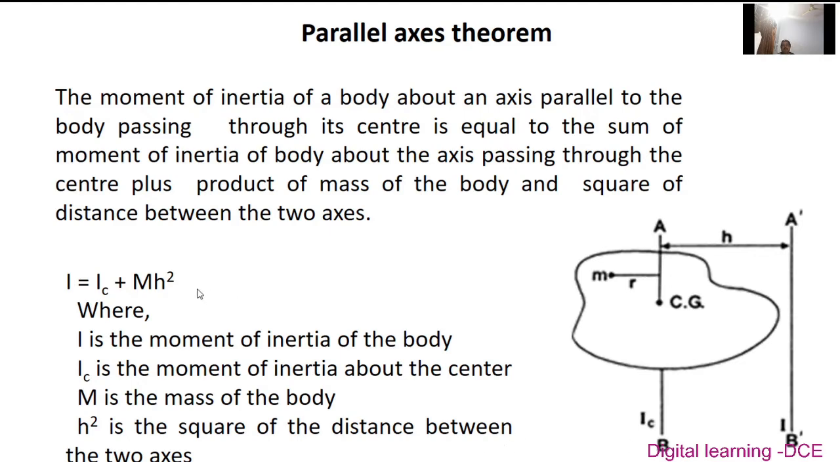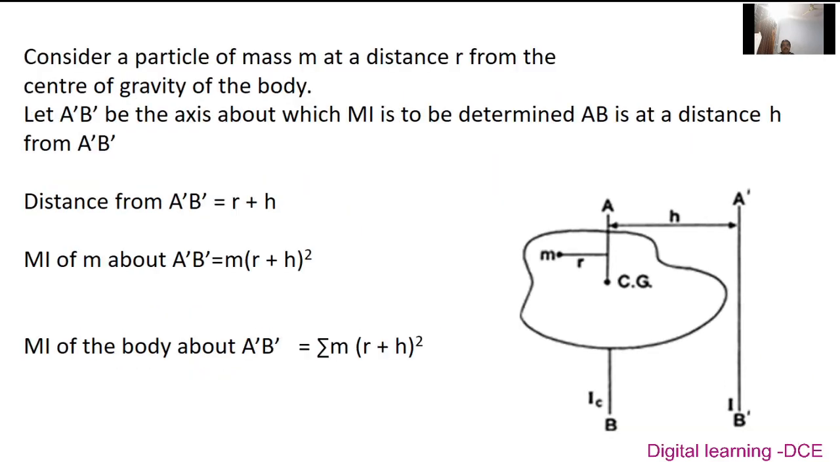And it is given by the equation I equals IC plus Mh squared, where I is the moment of inertia of the body about an axis A'B', IC is the moment of inertia about the center, M is the mass of the rigid body, and h squared is the square of the distance between the two axes AB and A'B'.